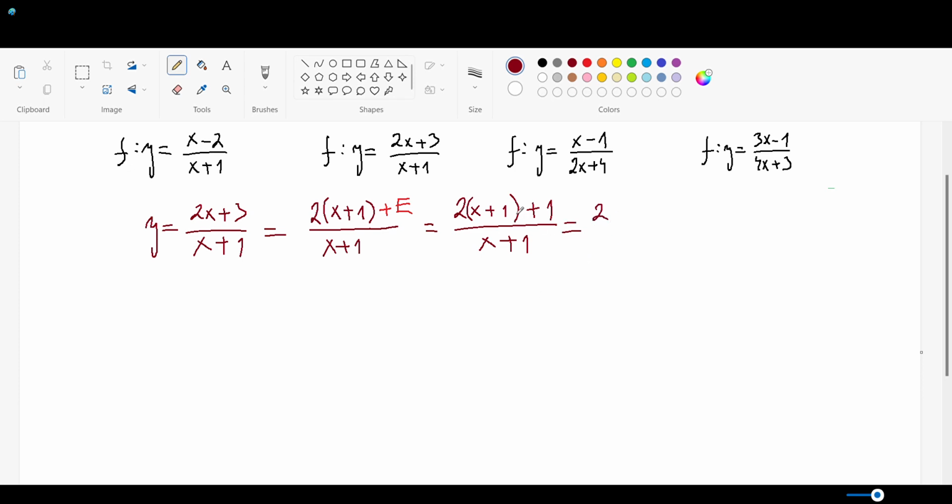We can split this into two fractions, which leads us to the first fraction in this form, plus 1 divided by x plus 1. And if we simplify this fraction, we get our function defined as 2 plus 1 over x plus 1.